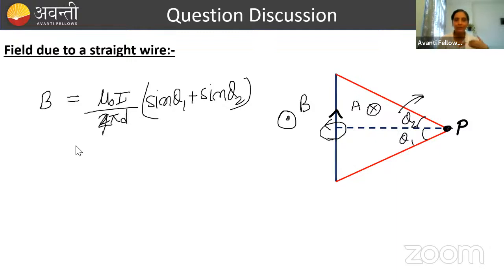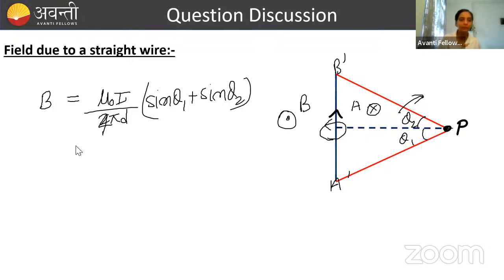Because just see the current is flowing from where to where. So current is flowing from A dash point to B dash point. So start measuring angle first from the A dash side. So the first angle from the A dash side you will get is theta 1. So that is why this is theta 1.